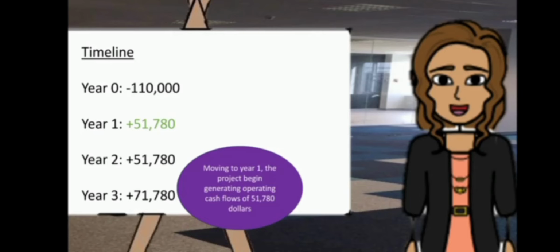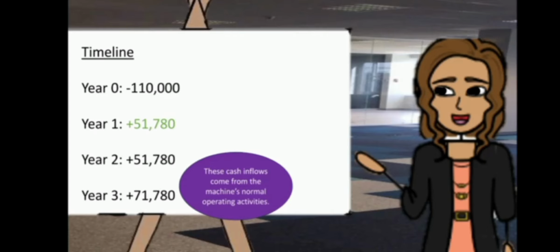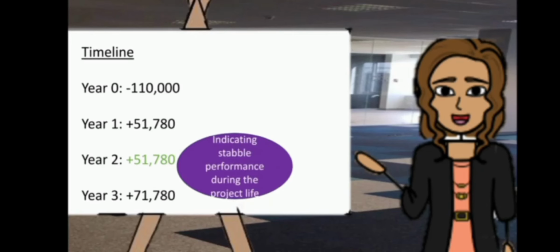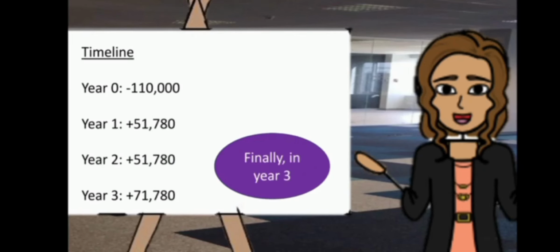Moving to year 1, the project begins generating operating cash flows of $51,780. These cash inflows come from the machine's normal operating activities. In year 2, the project continues to generate the same operating cash flow of $51,780, indicating stable performance during the project life.